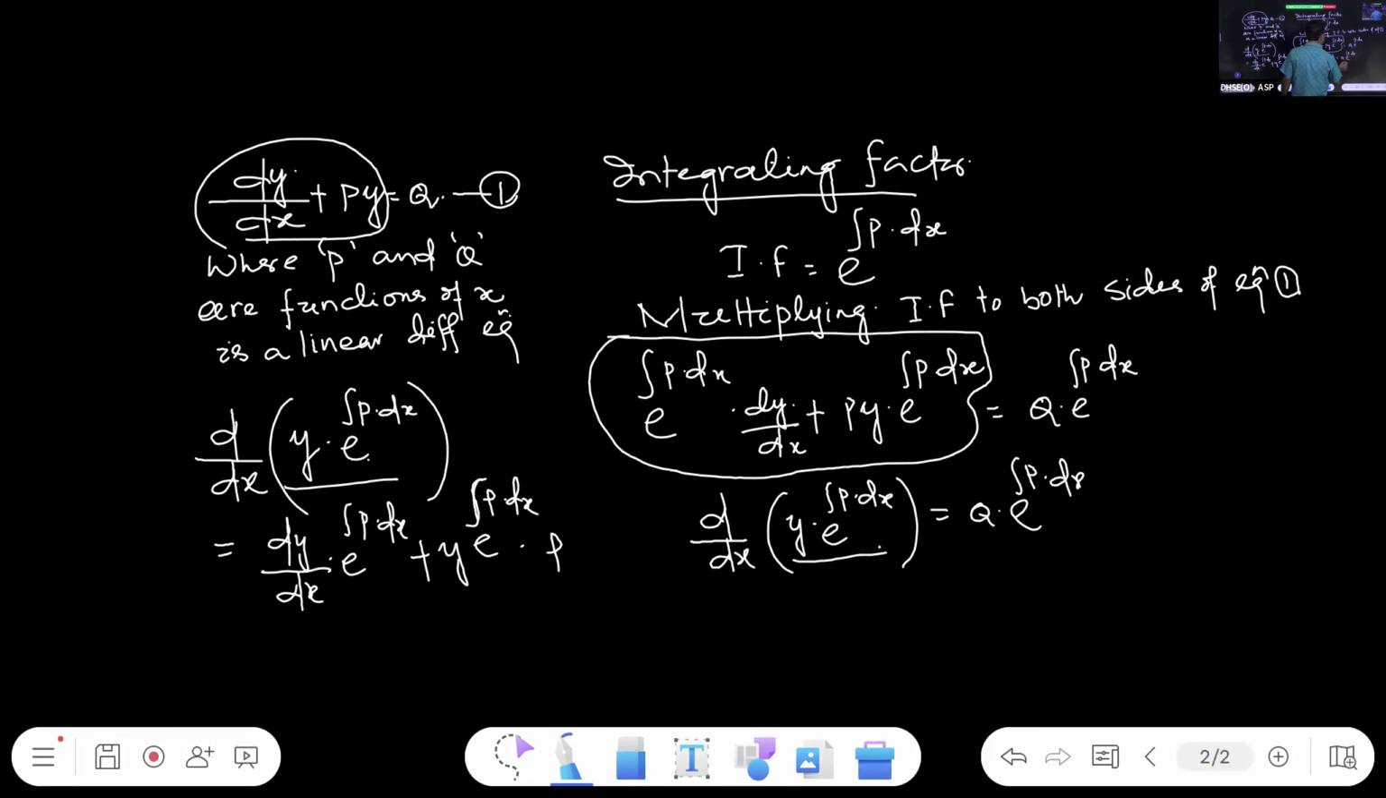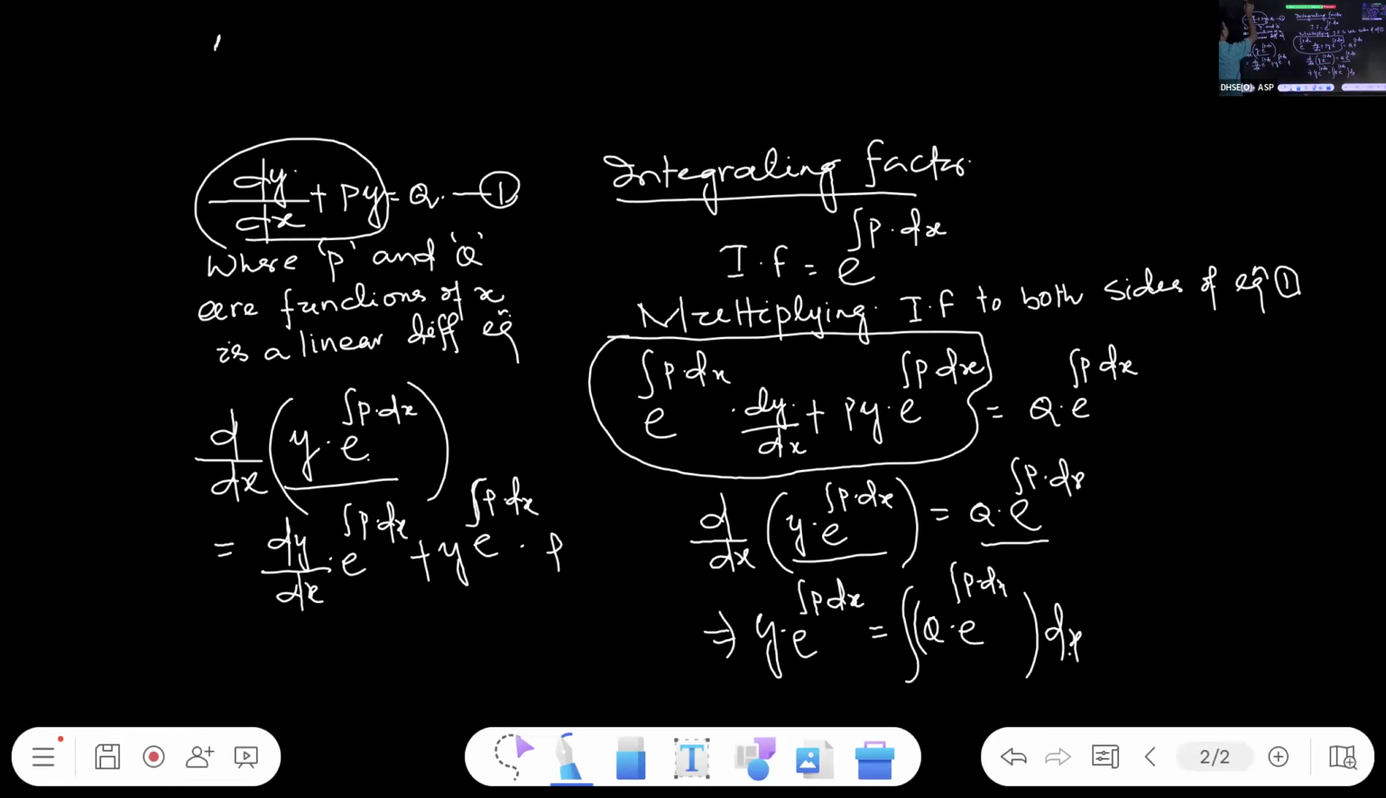If the derivative of the left-hand side is equal to the right-hand side, then the integration of the right-hand side will be equal to the left-hand side. Then we can write y into e power integral p dx equals integral q into e power integral p dx whole dx. Okay, then what is y? y equals integral q into e power integral p dx whole dx upon e power integral p dx. Okay, this is the y.